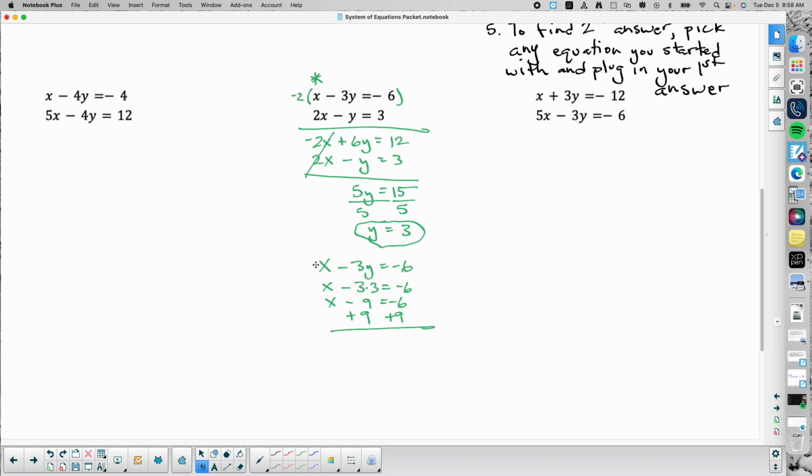So all we did is we rewrote one of the original equations. And then once we figured out that the answer for y was 3, we put that in place of y. So we've got 3 times the 3 we figured out. That's where the 9 came from. Finding the second answer is technically the same as the last method. It just requires more work. You're just basically putting it back into one of the equations.